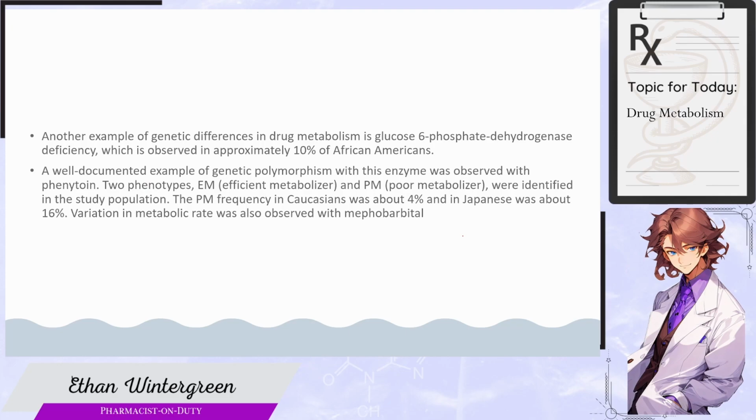Another example of genetic differences is G6PD deficiency, which is present in approximately 10% of African Americans. Another documented example with this enzyme was observed with phenytoin. There were two phenotypes, those who are efficient metabolizers and those who are poor metabolizers. The PM frequency in Caucasians was about 4%, and in the Japanese it was about 16%. Variation of the metabolic rate was also observed with mephobarbital.